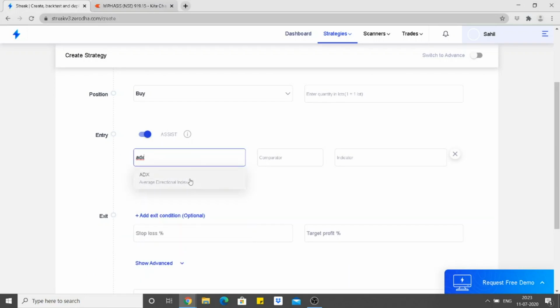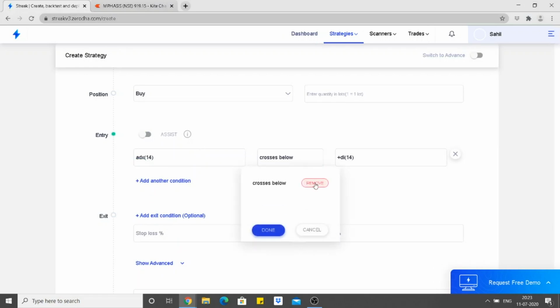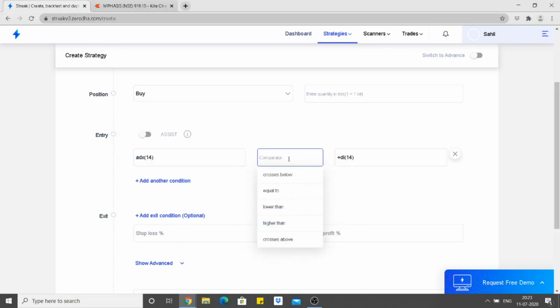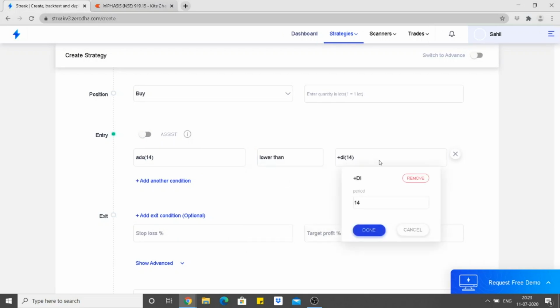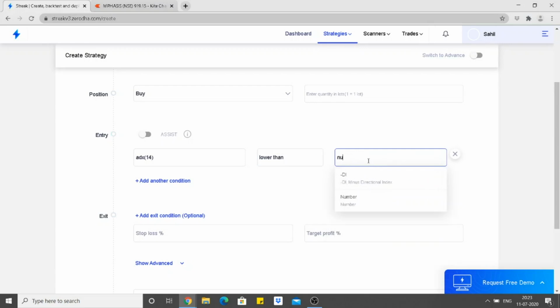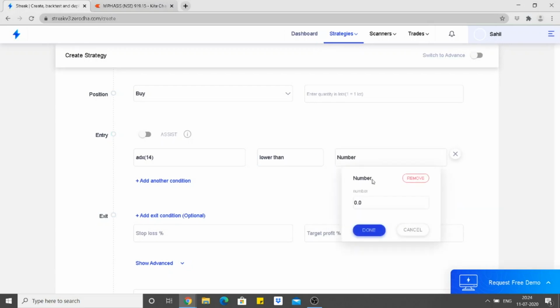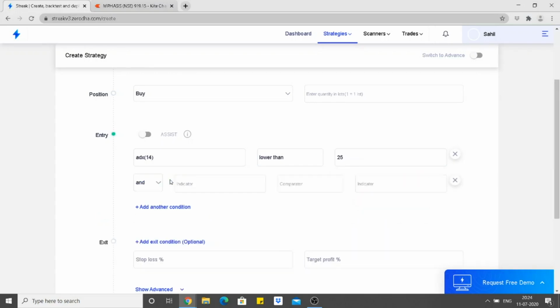So ADX, we again have to make sure that ADX is lower than 25 for the previously mentioned reasons, that when ADX level is lower than 25, it makes sure that the price is not trending. So ADX level lesser than 25.